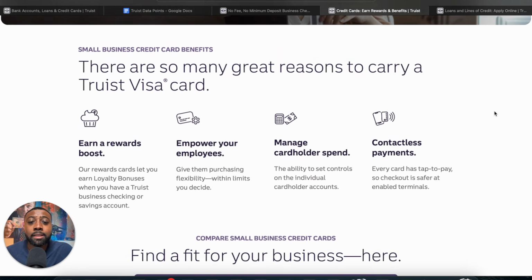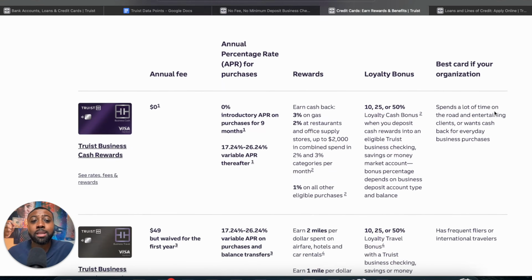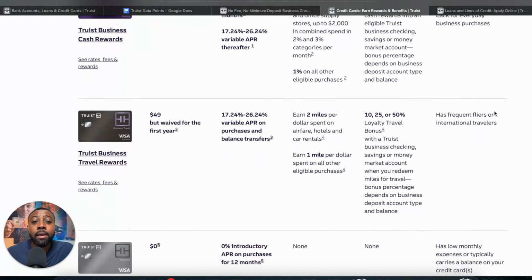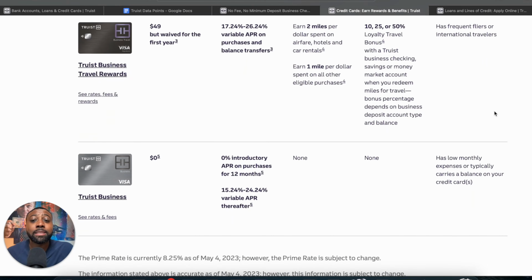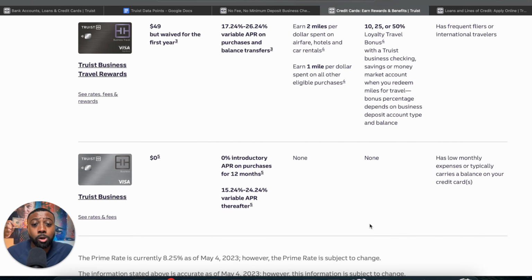All right, so let's talk about the business credit cards that they have. It's mainly 3. My recommendation is going to be to go for this one right here. It's going to be the Truist Business. It's super simple. It doesn't have any rewards, but we're not here to get business funding for rewards. We're trying to grow and scale our business and get, for some people, startup funding. So you don't need any of that.